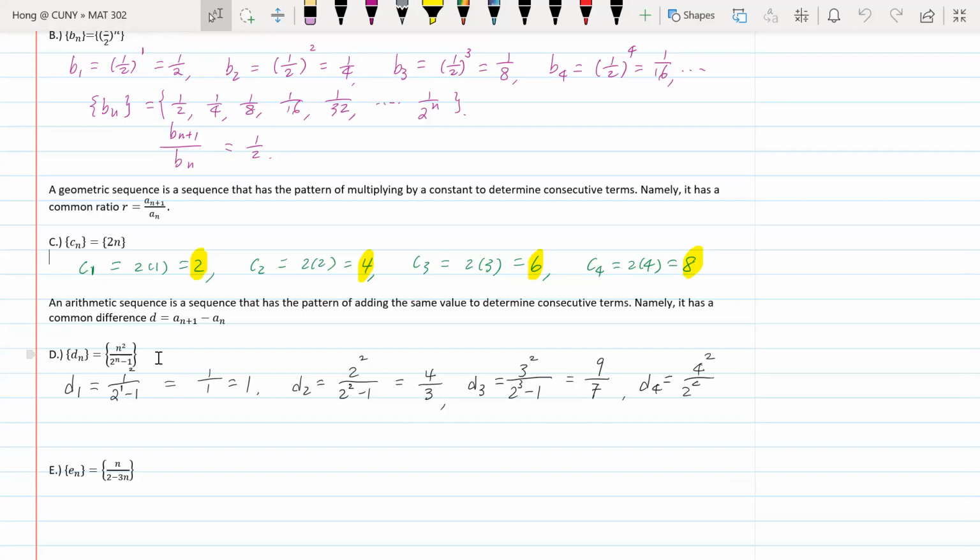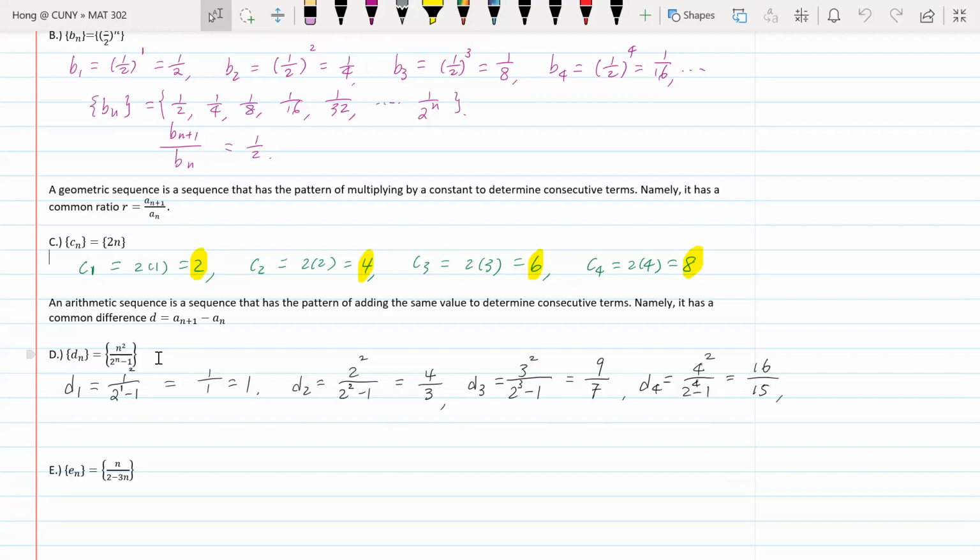2 to the fourth, how much is 2 to the fourth? 16. Minus 1, 15 in the denominator, right? And then top, 4 times 4 is 16. Okay, then you can solve more. D sub 5, how much is D sub 5? The numerator 25. The denominator is 32 minus 1 is 31. Okay, and so on. Okay, how about E?